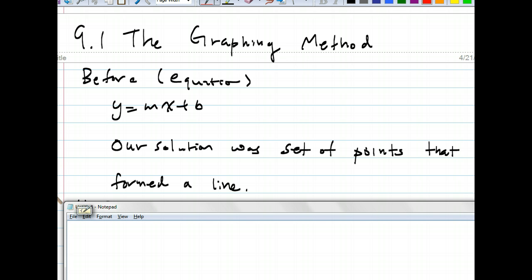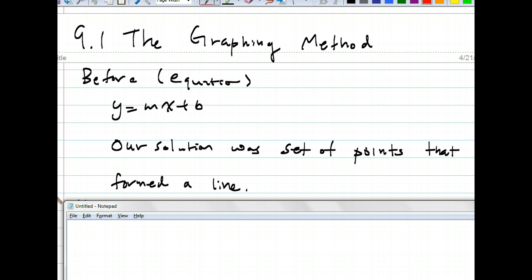You guys remember that? So write this down. Our solution was a set of points that form the line. You guys remember? Because there were infinitely many solutions that make that equation true. And if you were to plot everything, it forms a line. Okay.